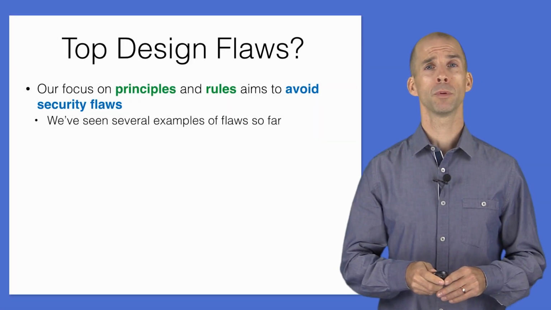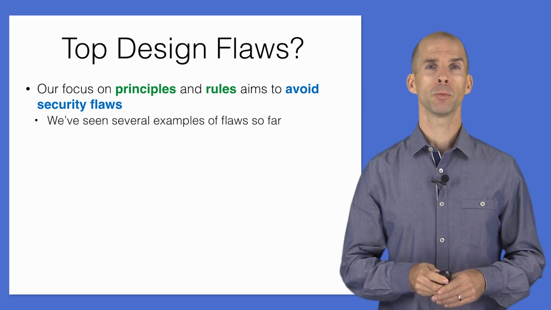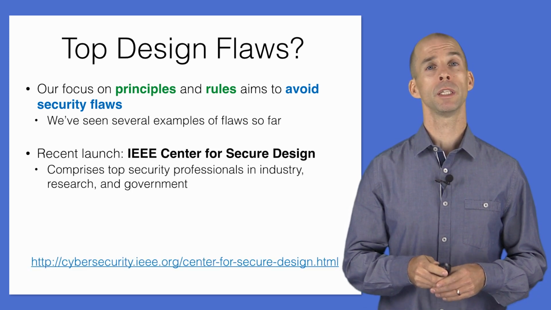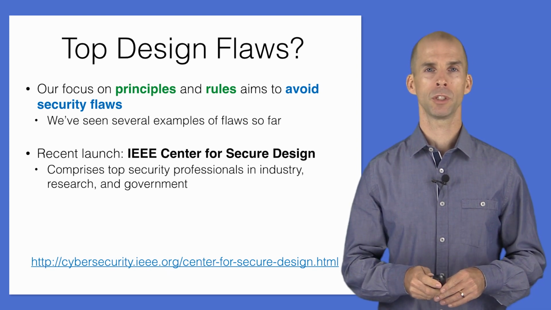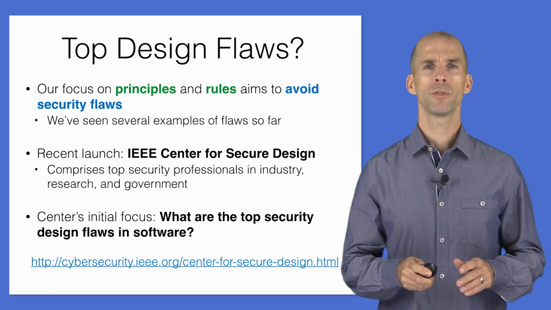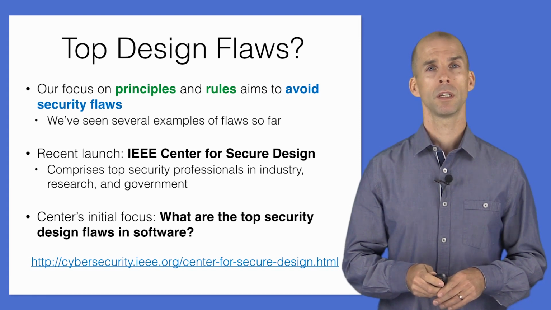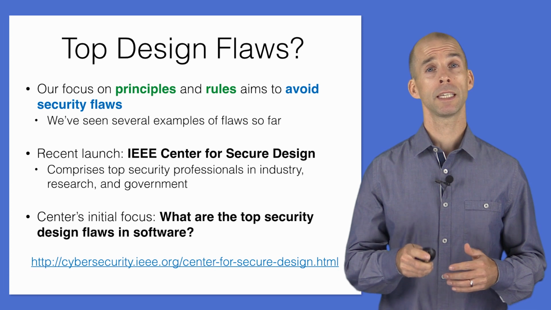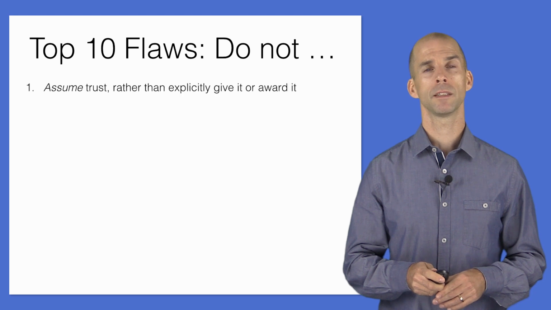We have looked at a bunch of principles and rules that aim to ensure good design, and we've shown how failure to follow these principles can lead to flaws. Recently, a group of security professionals in industry, research, and the government got together and formed the IEEE Center for Secure Design. Their goal was to focus more attention on secure design, to reduce the prevalence of security flaws. One of the first activities of the center has been to dig deep into the collective experience of its members and identify and categorize common and dangerous design flaws. And here is their top 10 list.